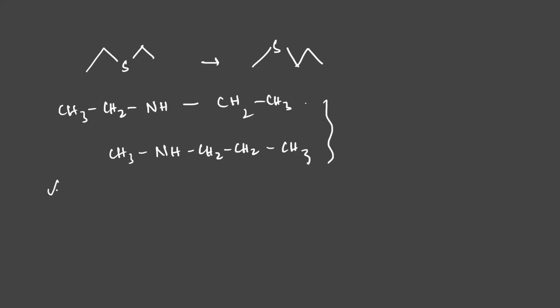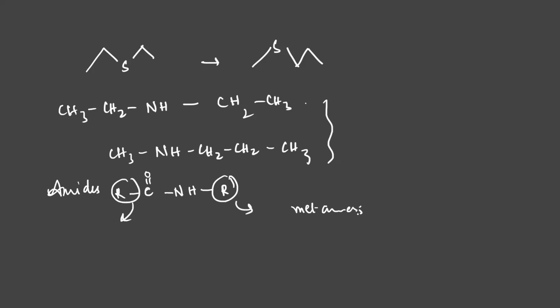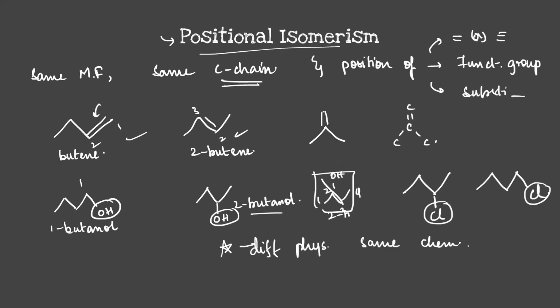And then amides also show metamerism. What are amides? Amides are R-C double bond O-NH. These are called amides. You can see here you have a different carbon chain, and here you have a different carbon chain, and you can rearrange them to form metamers. Tautomerism we'll discuss in another video. So this is it with structural isomerism.